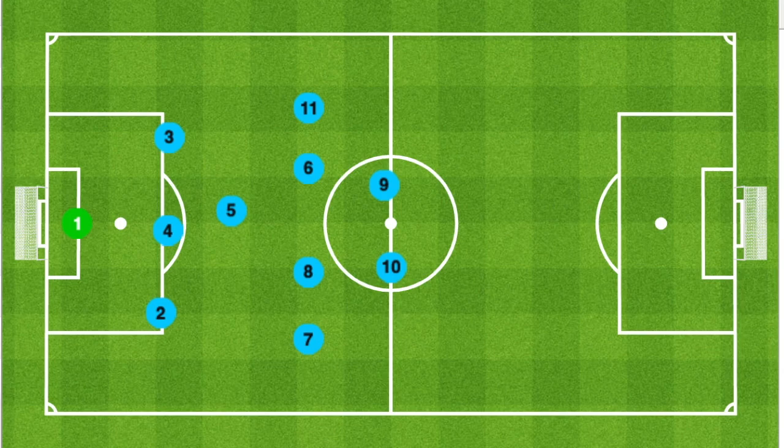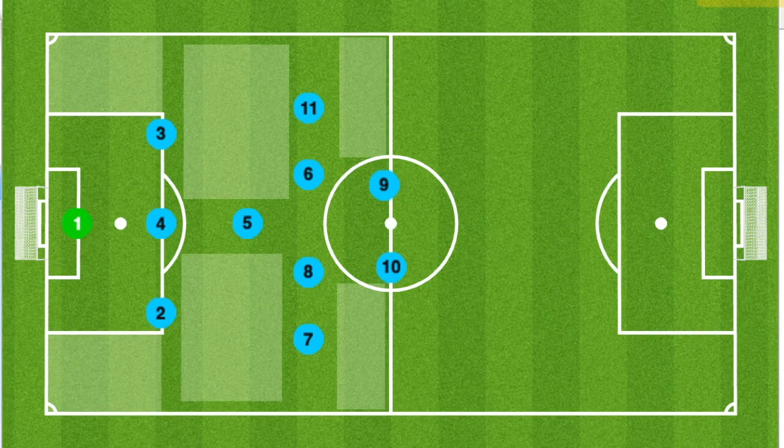Now let's take a look at the spaces. So here we have the spaces that are available with this formation. So this could either go into the strengths or the weaknesses of this particular formation. So as you can see here on the outsides, we have a lot of space.